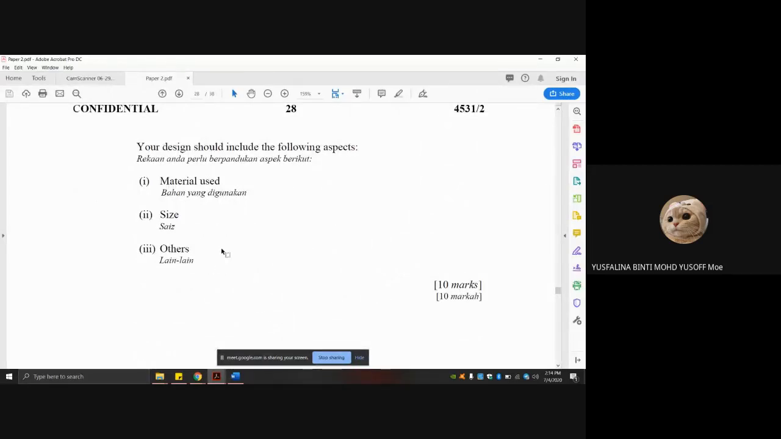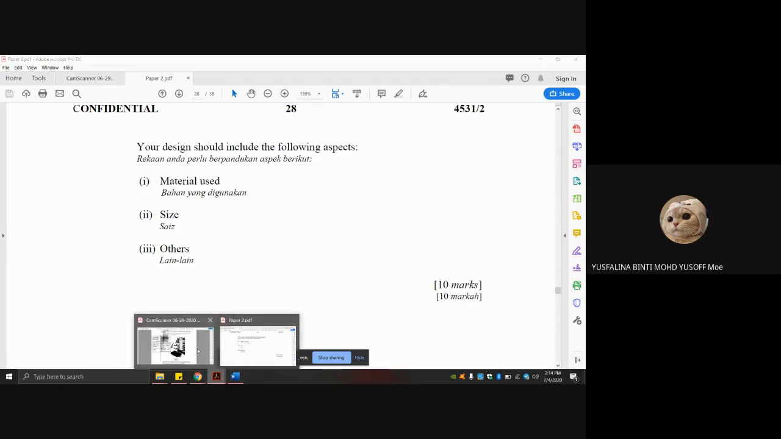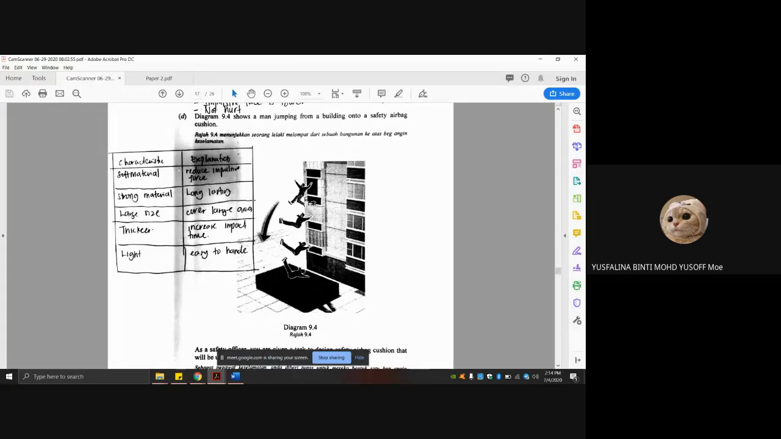You can write anything, as long as the answer is correct, it is acceptable. This is like the SPM paper, the format is the same. The answer should be: soft material, to reduce impulsive force; strong material, long lasting. Remember, please do it in a table.